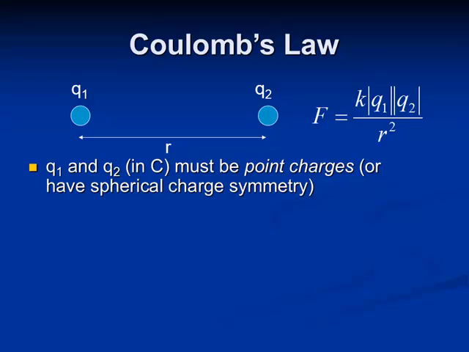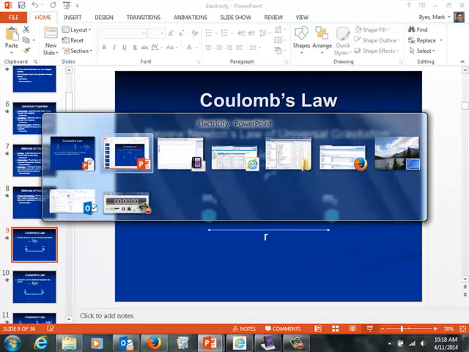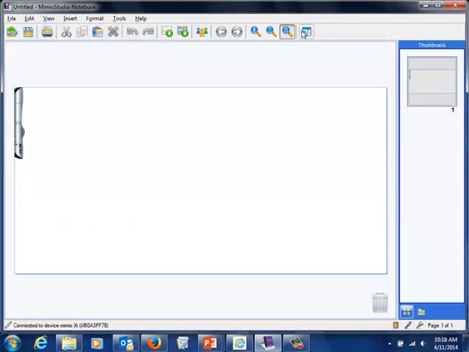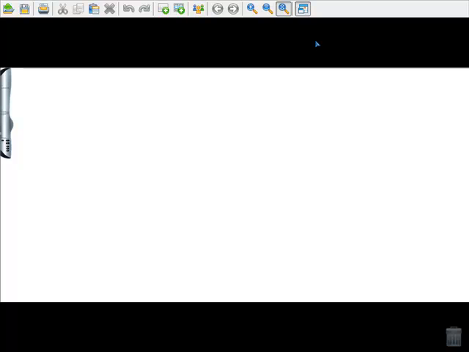And as an example of that, I want you to consider, let's say we take Alex and Grant, and we give them both a charge. Let me draw a picture of this. Here's Alex, and here's Grant. And let's say they're maybe 2 meters apart. If we charge them up, they are not point charges, right? They're fairly large compared to the distance between them.